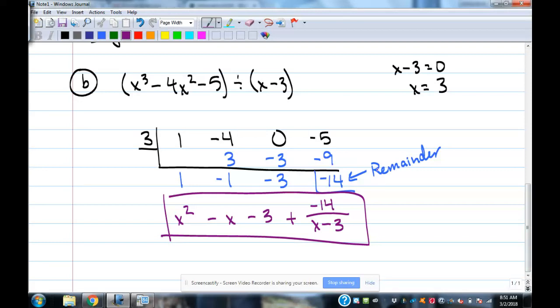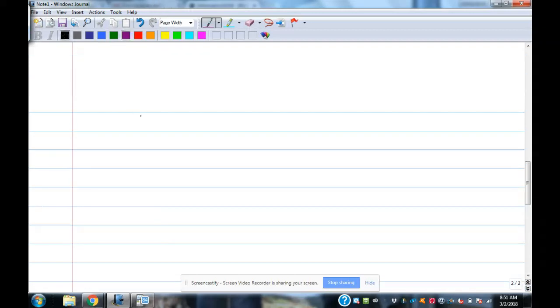Now, that remainder, and Kylie asked, is that remainder always the last digit? Yes, that last digit there's always the remainder. When that remainder is 0, then we have something special happening. And that's the factor, and we'll say slash remainder theorem. We're going to combine those two theorems together.